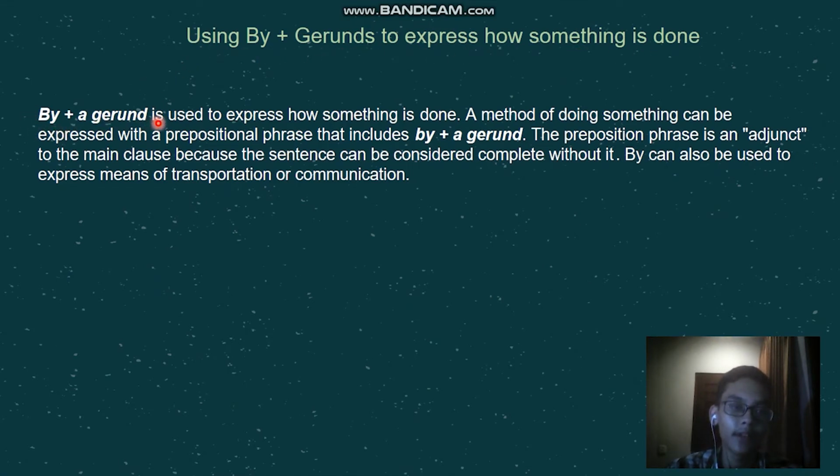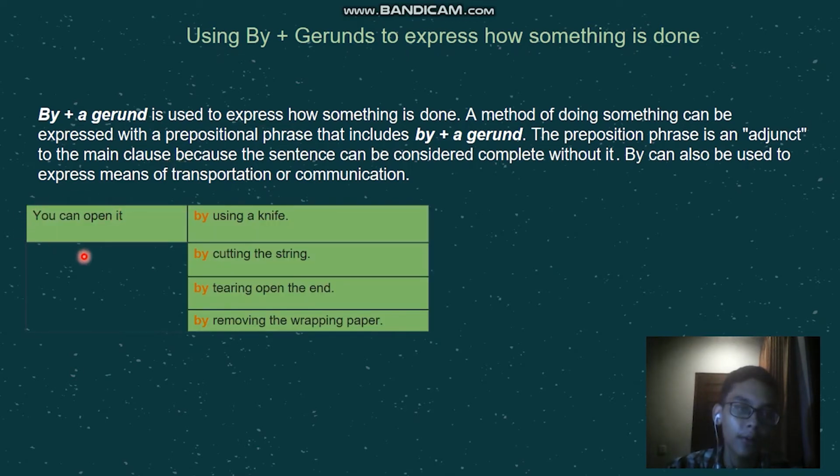By plus a gerund is used to express how something is done. A method of doing something can be expressed with a prepositional phrase that includes by plus a gerund. The prepositional phrase is an adjunct to the main clause. For example, you can open it, which is the main clause, by using a knife, or by cutting the string, or by tearing open the end, or by removing the wrapping paper. These are called adjuncts because the sentence can be considered complete without them.